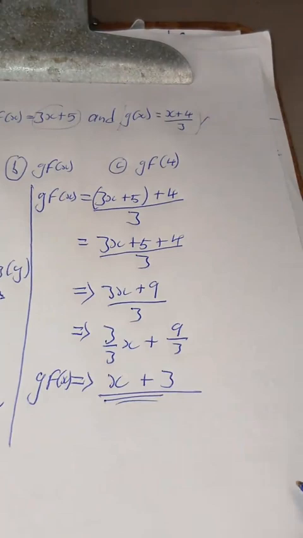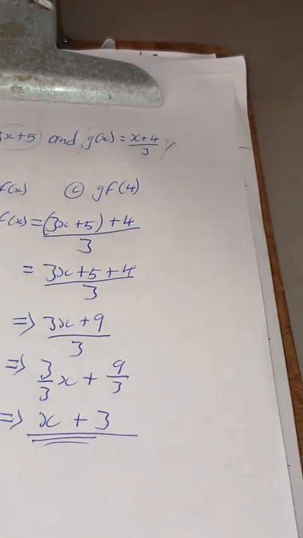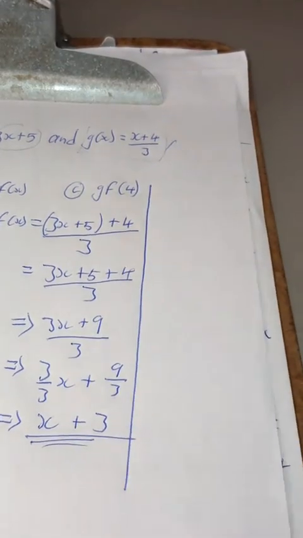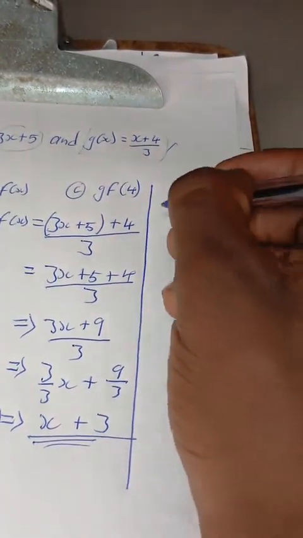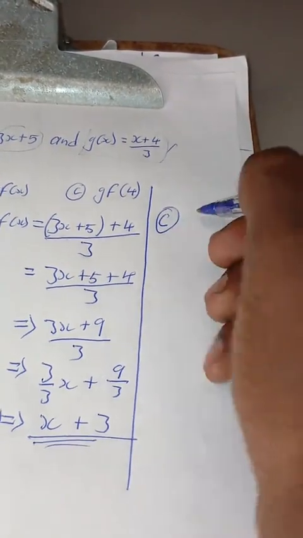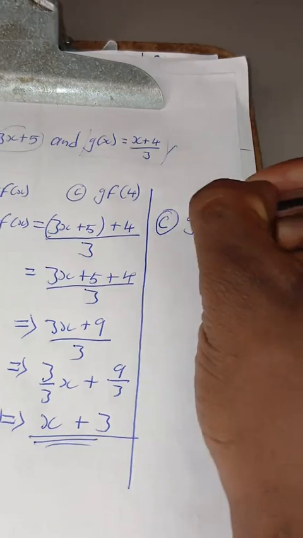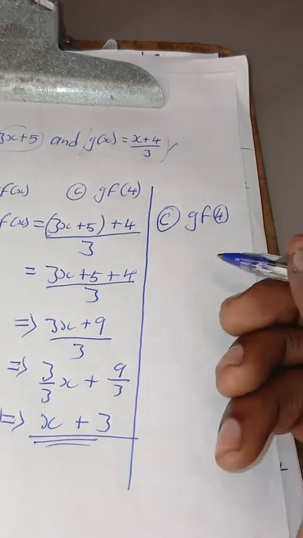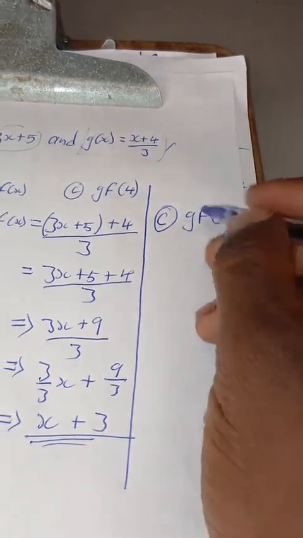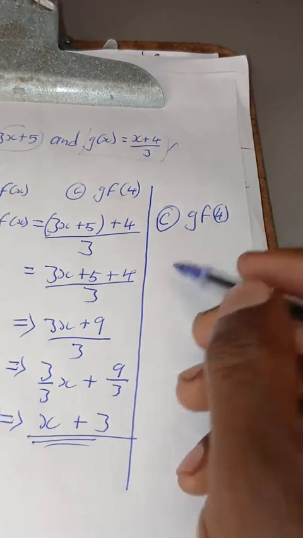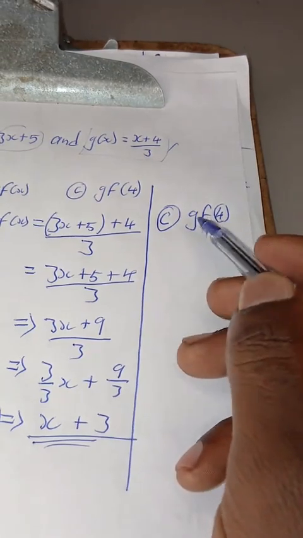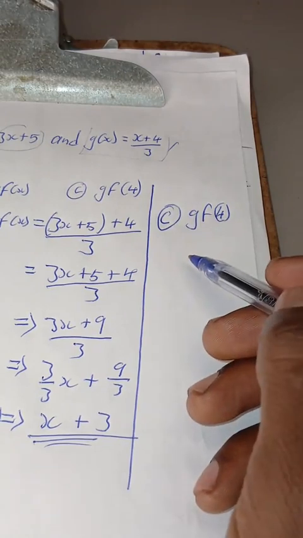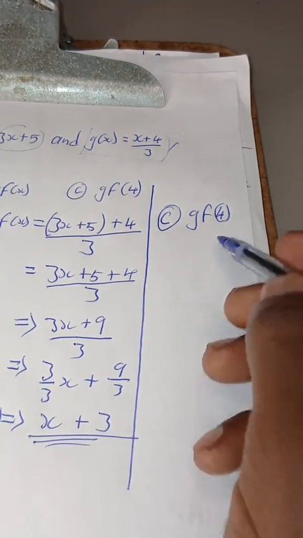Now what is the last one? The last one, let's put a demarcation here. So we have c here. Let me just read the question. G of f of 4. On the last question, they want us to find the composite function where x has been replaced by 4.